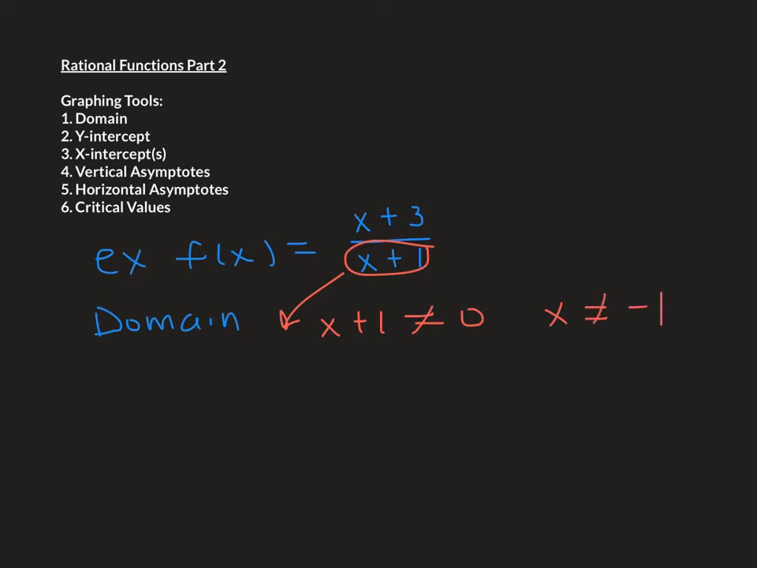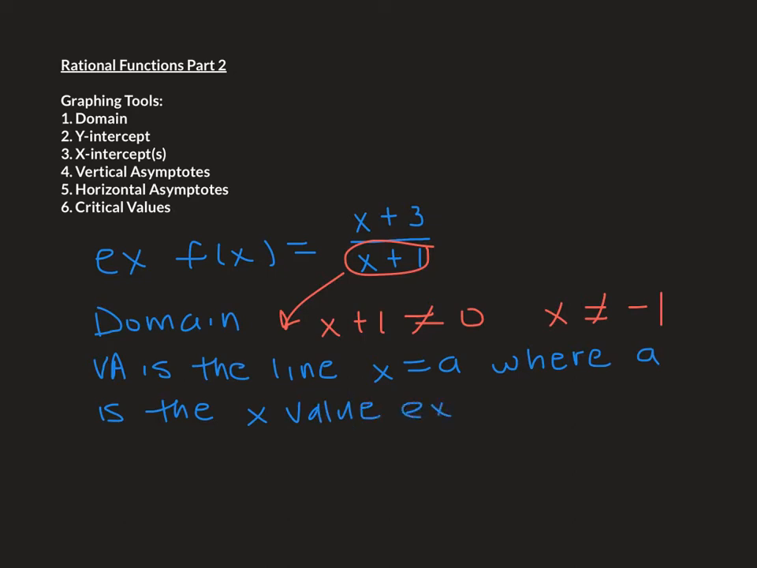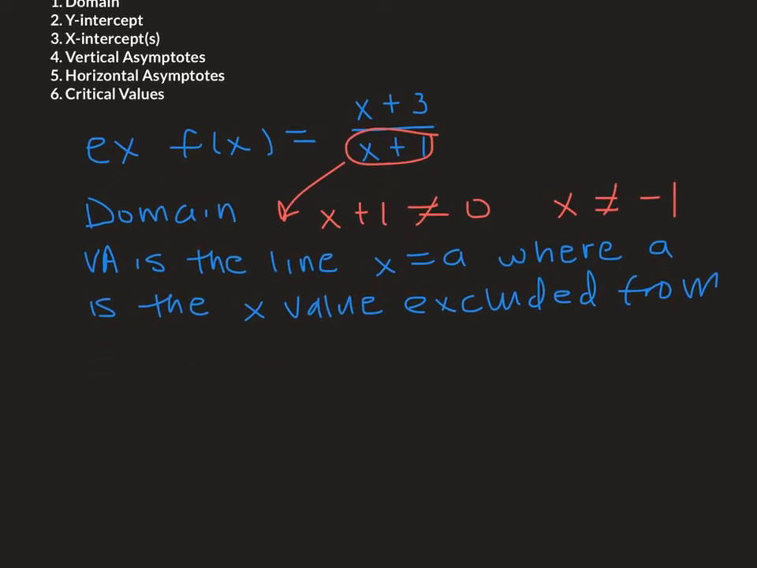Okay, the next thing we're going to look at is actually the vertical asymptote. So the vertical asymptote is the line x equal to a where a is the x value excluded from the domain of f of x in its fully reduced form.